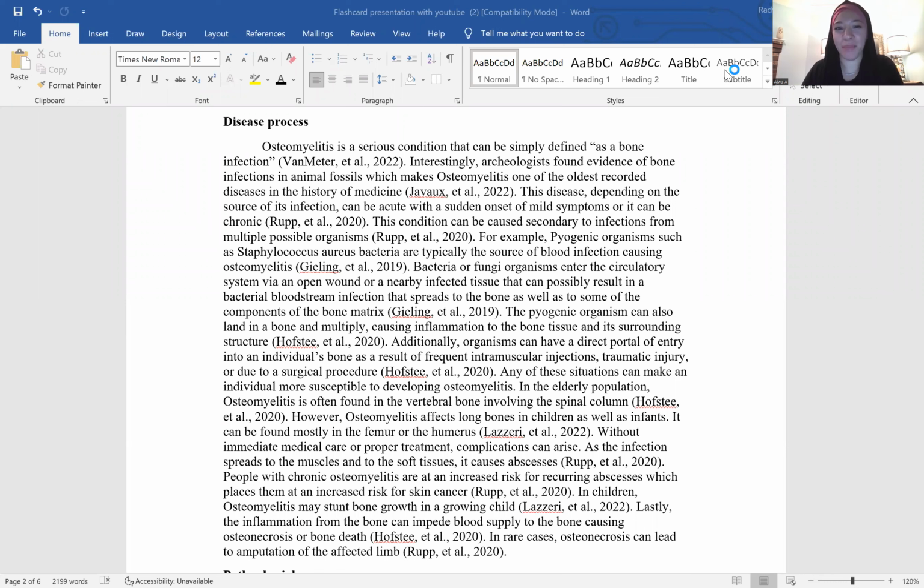I did my presentation this week on osteomyelitis. Osteomyelitis is a serious condition that can be simply defined as a bone infection. Interestingly, archaeologists found evidence of bone infections in animal fossils, which makes osteomyelitis one of the oldest recorded diseases in the history of medicine. This disease, dependent on the source of its infection, can be acute with a sudden onset or mild symptoms, or it can be chronic.